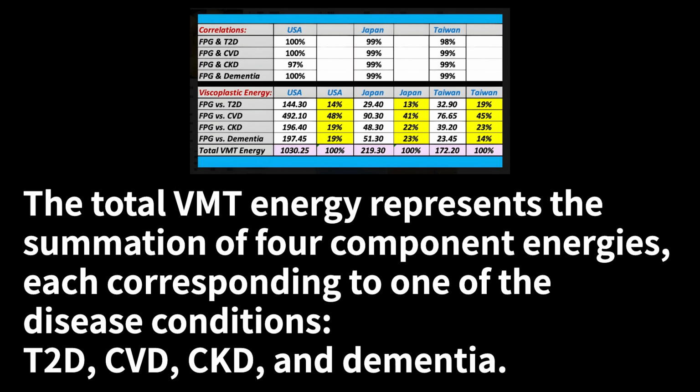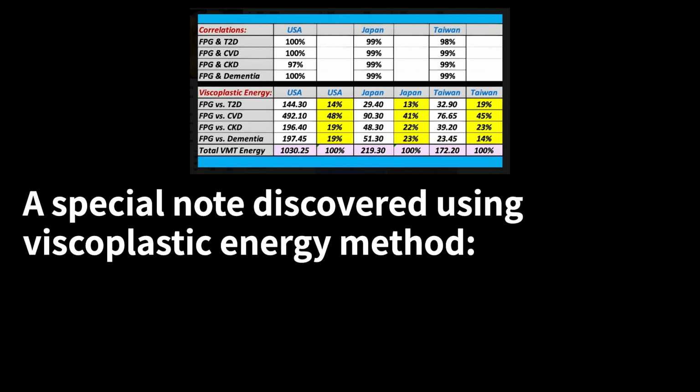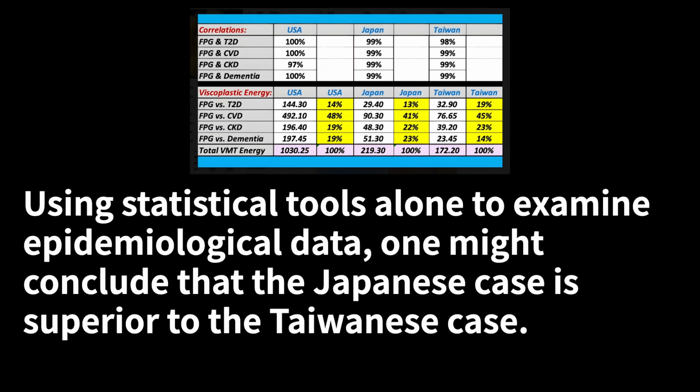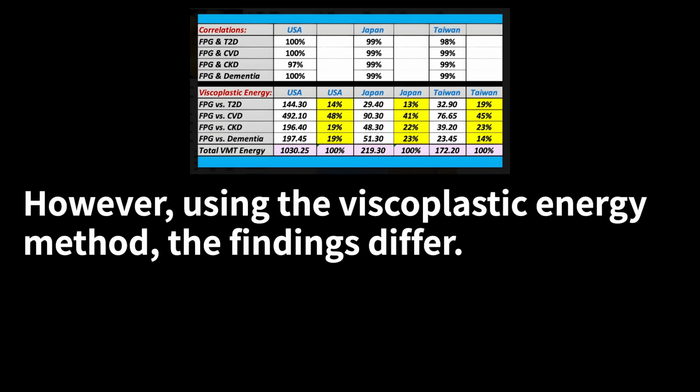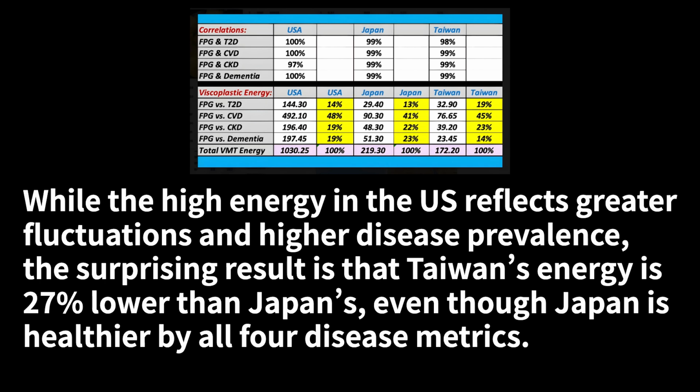The total VMT energy represents the summation of 4 component energies, each corresponding to one of the disease conditions, T2D, CVD, CKD, and dementia. A special note discovered using the viscoplastic energy method: using statistical tools alone to examine epidemiological data, one might conclude that the Japanese case is superior to the Taiwanese case. However, using the viscoplastic energy method, the findings differ. While the high energy in the US reflects greater fluctuations and higher disease prevalence, the surprising result is that Taiwan's energy is 27% lower than Japan's.